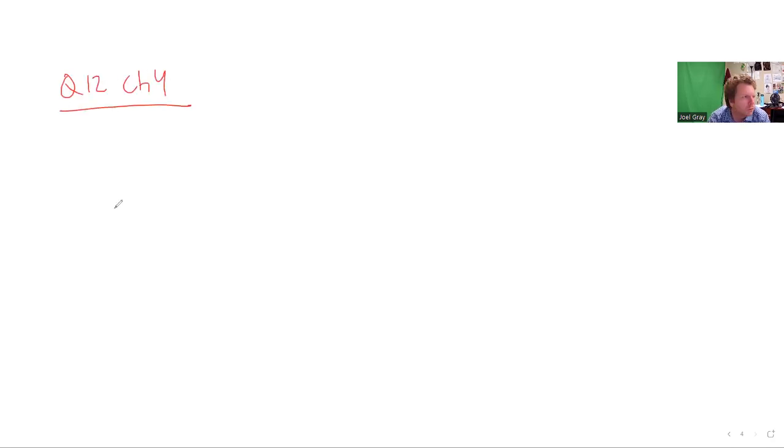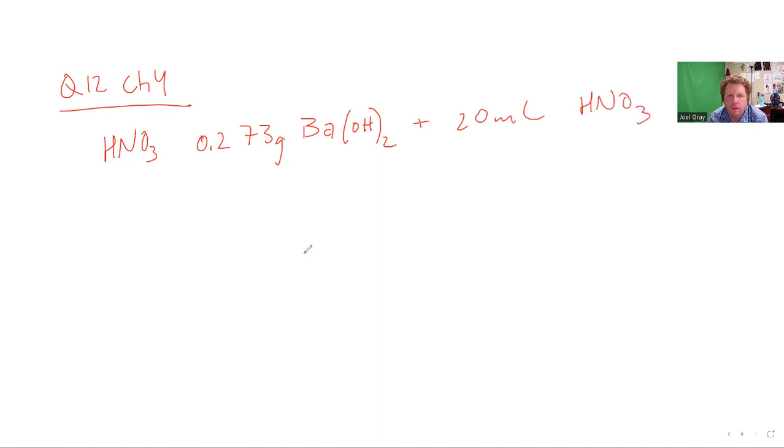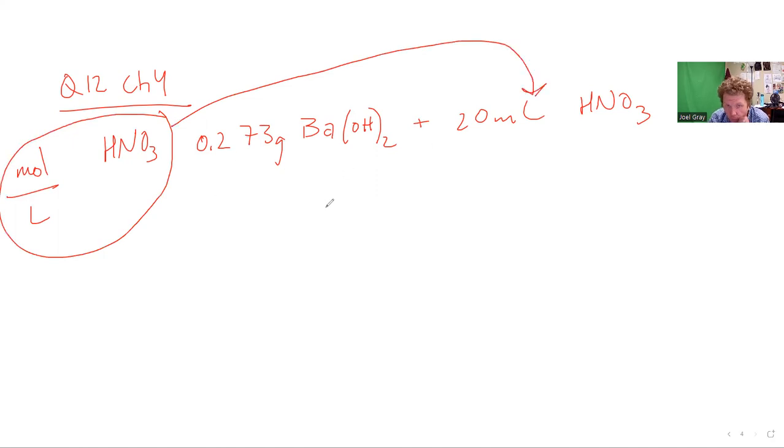What that question reads is, what is the molarity of a solution of nitric acid, HNO3, if 0.273 grams of barium hydroxide, Ba(OH)2, barium's a plus 2 ion, so Ba(OH)2, is required to neutralize 20 milliliters of HNO3. So the question is, how many moles per liter of this HNO3 if 0.273 grams of Ba(OH)2 neutralized 20 milliliters of it.